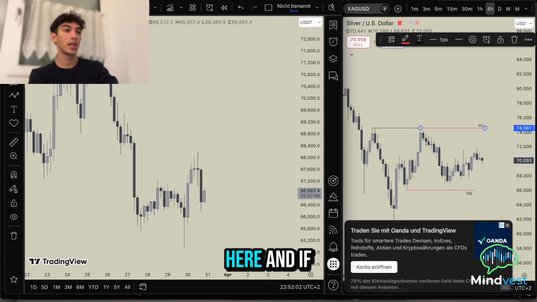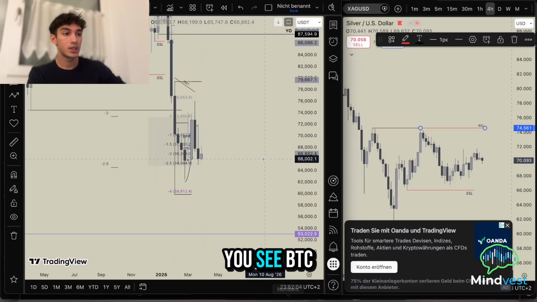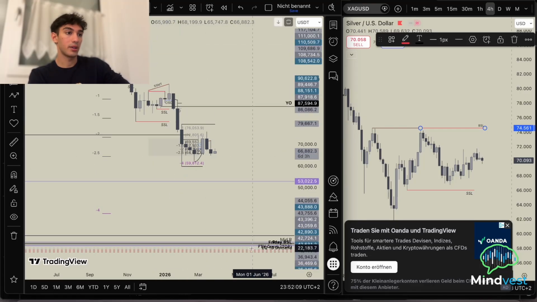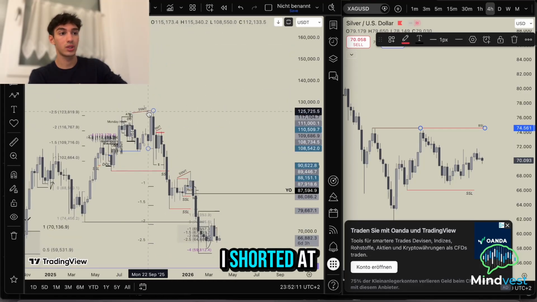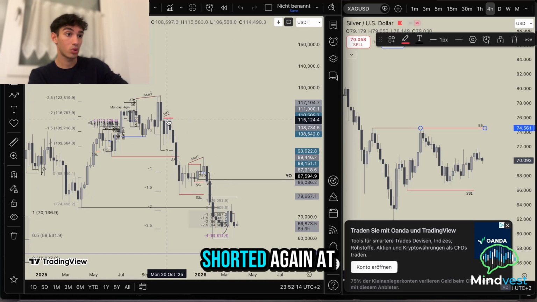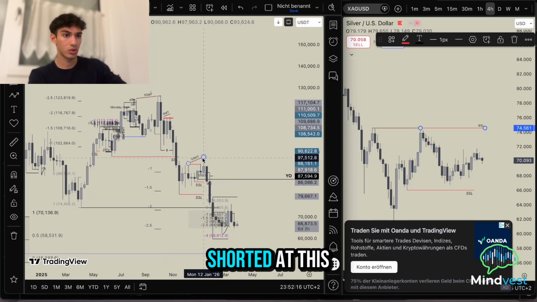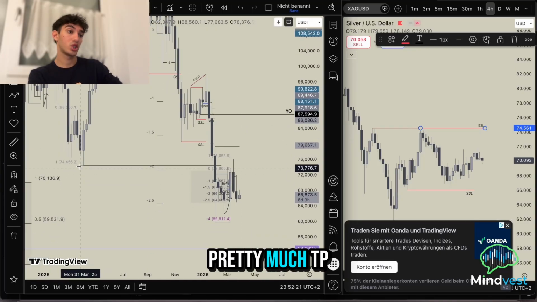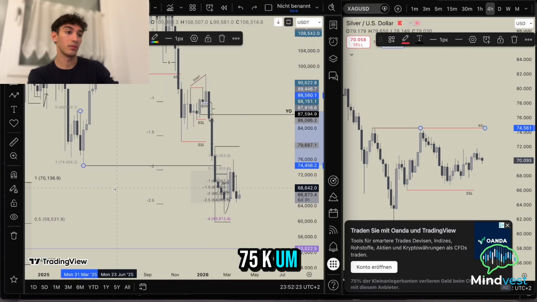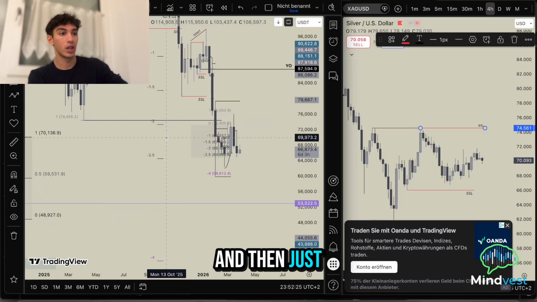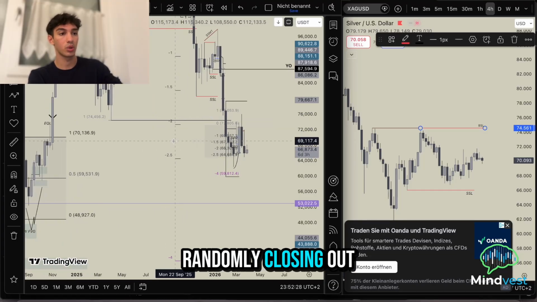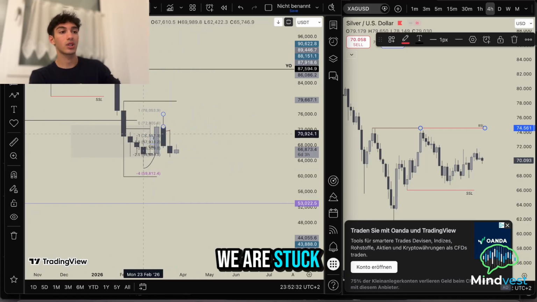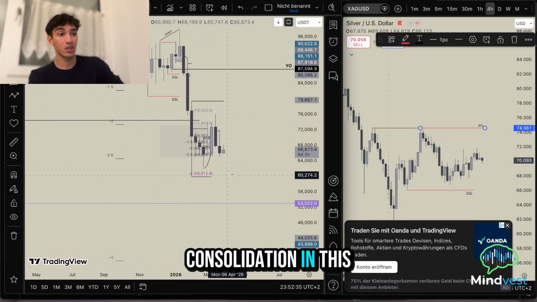And if you have a look here, and you see BTC, we failed this SMT, so let's remove that. The targets were spot on. I shorted at 126k, shorted again at 115k, shorted at this move here at 97k, pretty much TP'd at 75k, and then just low key in this gap, randomly closing out because I don't know where to target, just free fall. And then we are stuck now in consolidation, which is expected, consolidation in this gap.